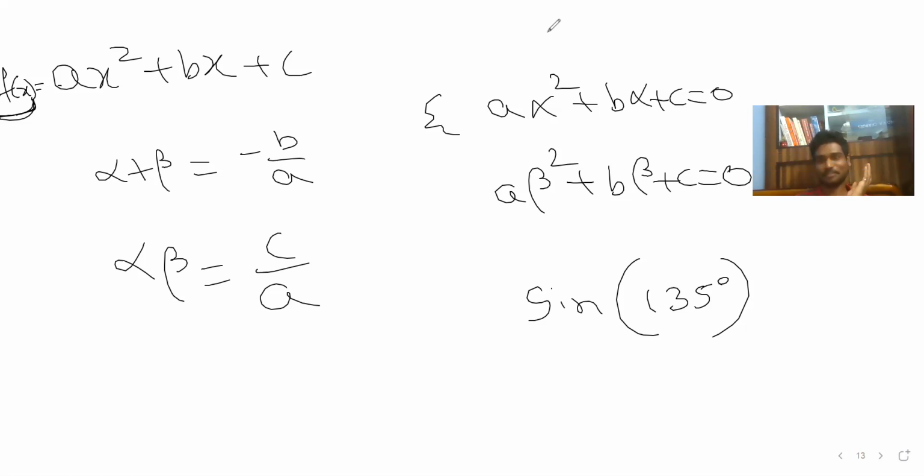So first listen how to find this. This one you will get afterwards. First see this. Actually, this type of questions you have to divide the angle into two parts. What are the two parts? 130 plus 5, or 105 plus 30. Listen.